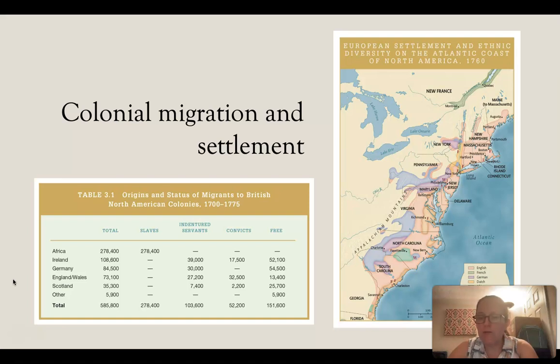And then you have the African population, which tends to be concentrated, especially in places like Georgia and South Carolina, along the coastline and around the coastal regions. So this gives you an idea of what the colonies really looked like in terms of who was populating the colonies and where they were settling.